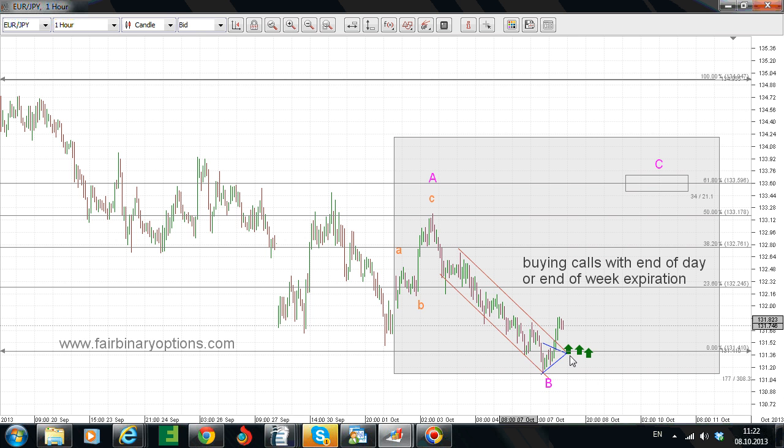And whenever you are seeing again a contracting triangle that acts as a reversal pattern, try to look for the upper trend line or the lower trend line, depending on the previous trend, to be broken, and then just engage into buying calls for the outcome.